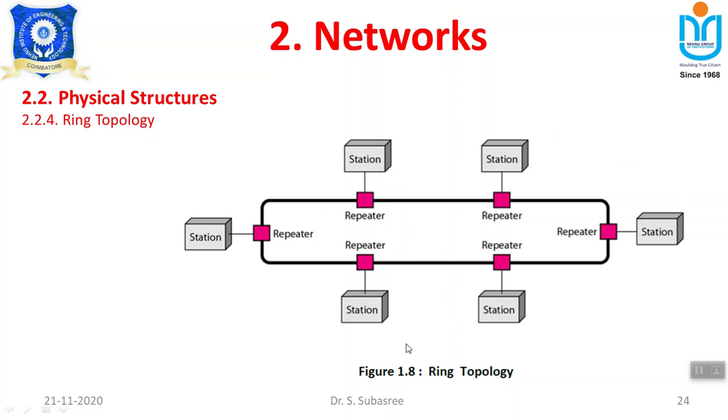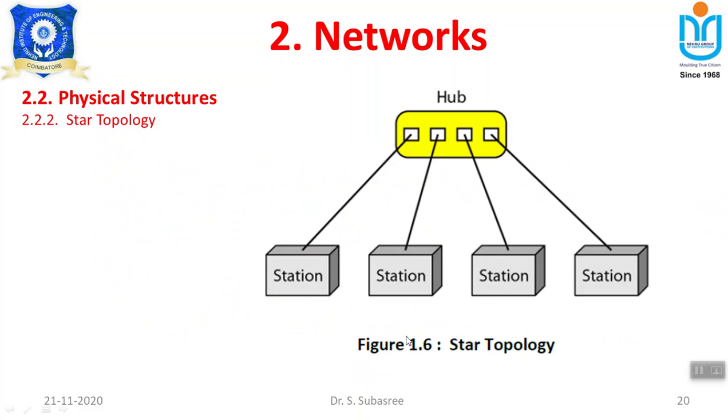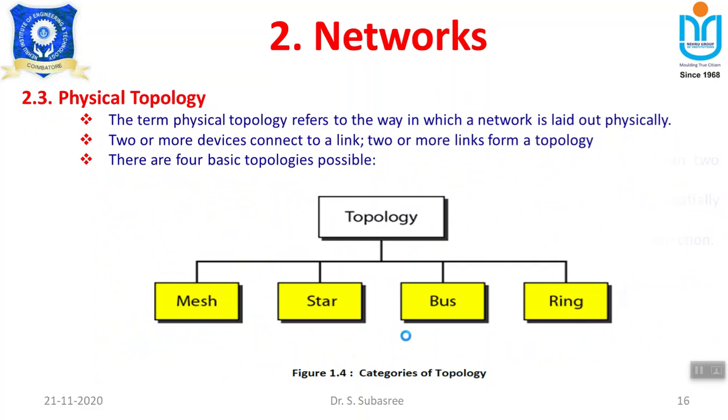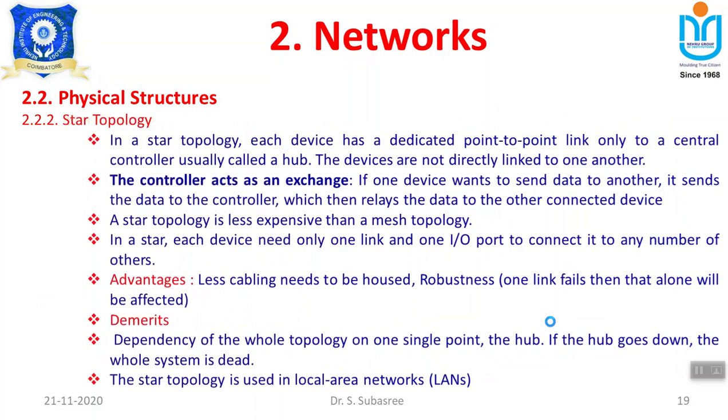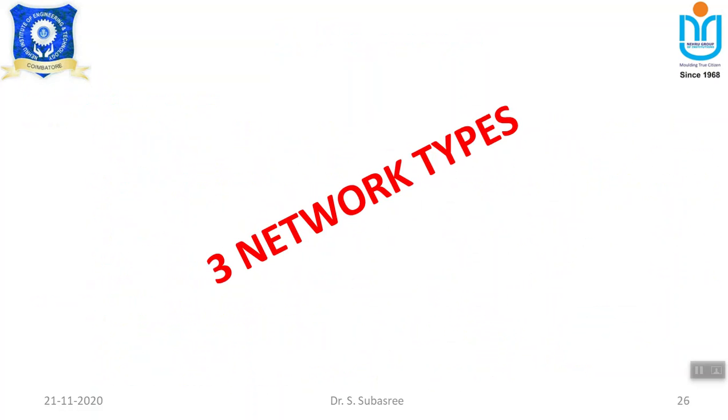So we have seen the topologies. This is a very important topic. What is the first topology? Mesh topology. The second one is star topology. The third one is bus, and the fourth one is ring topology. So this is the second topic of the first module. Now we will see the third, that is network types.